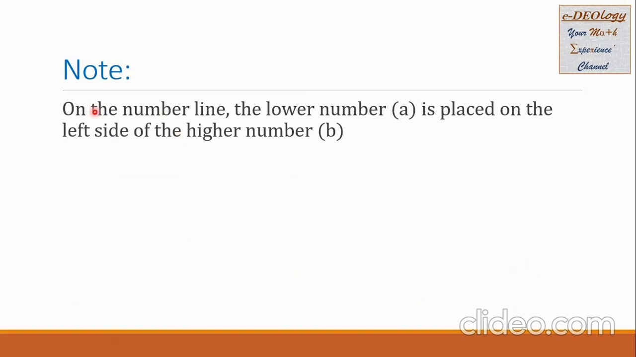Let us note that on the number line, the lower number is placed on the left side of the higher number. Let's have an example. We have the number 5 and number 7. We know that 5 is lower and the 7 is higher. So the 7 is placed on the right and the 5 is on the left.